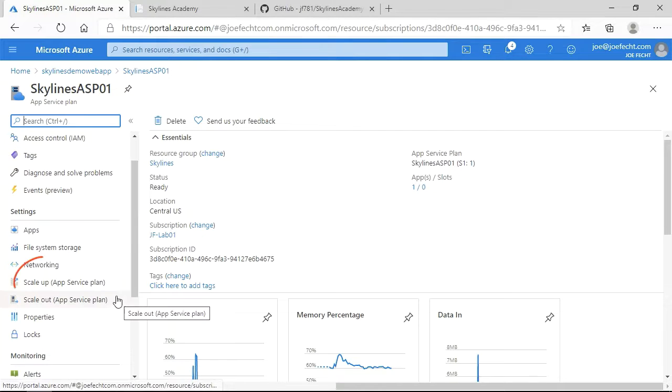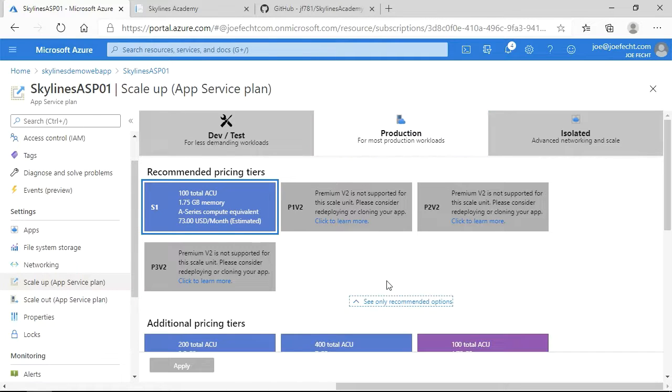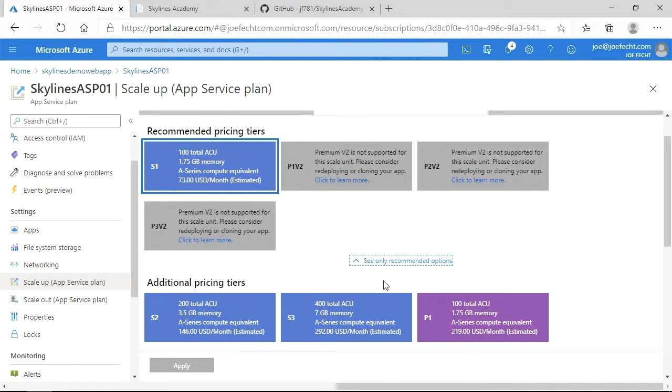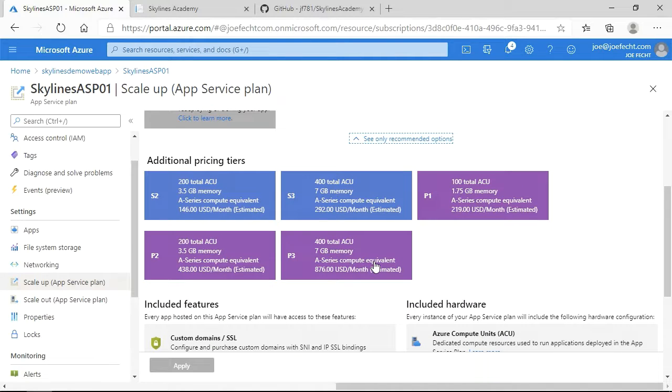So let's talk about scale up first. And if you remember, when we're talking about scale up, that's not adding additional instances, that's adding more resources to the existing instance. So with that said, we're currently at the S1 tier, which has 100 total ACU and 1 3/4 gigabyte of memory available. You can see here, while we don't have options for the Premium V2 scale units, we do have options under the S2 and S3 pricing tiers.